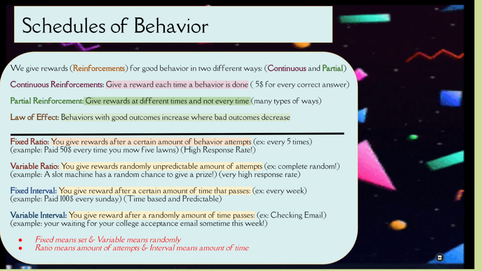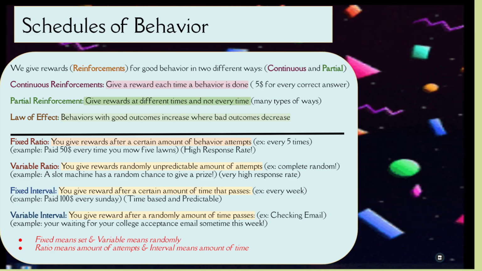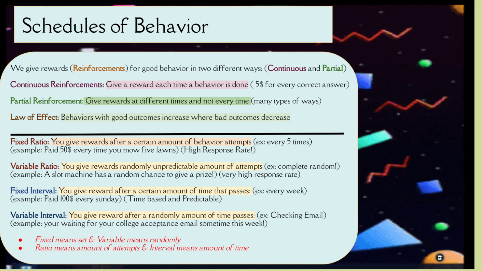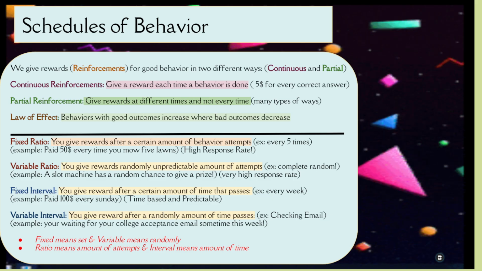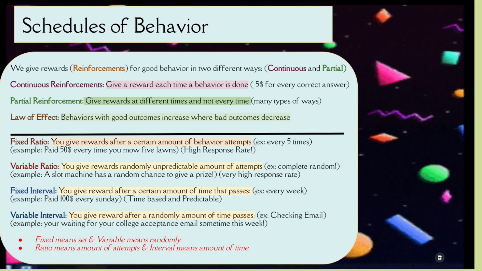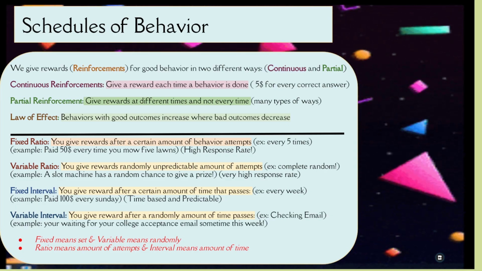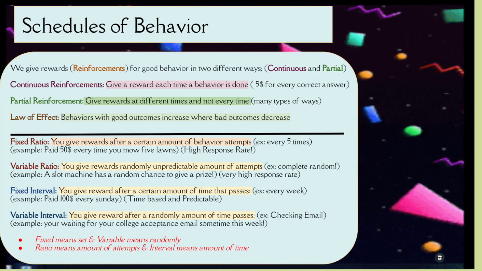Then you have variable interval. This means that it's a random amount of time that passes. So you don't know when you're going to get the reward. You just know it's going to be some time. It could be now. It could be in a month. It could be in a year. You're just waiting. The example could be waiting on an email this week. You don't know if it could be Monday, Tuesday, Wednesday, Thursday, Friday, etc.